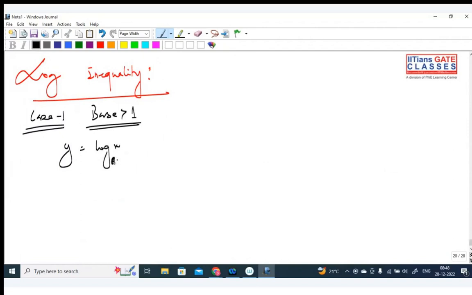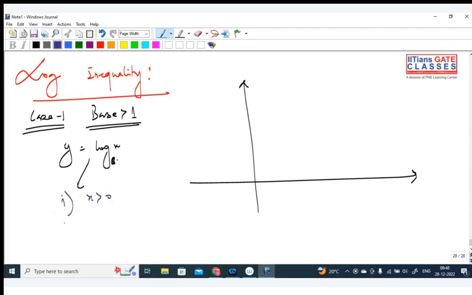And if you plot this, suppose x has different values. In this case, what conditions do you have to make sure of? Number one, x should be greater than 0, and number two, a should be greater than 1. These two points you have to make sure. So for this, the plot is going to be like this.